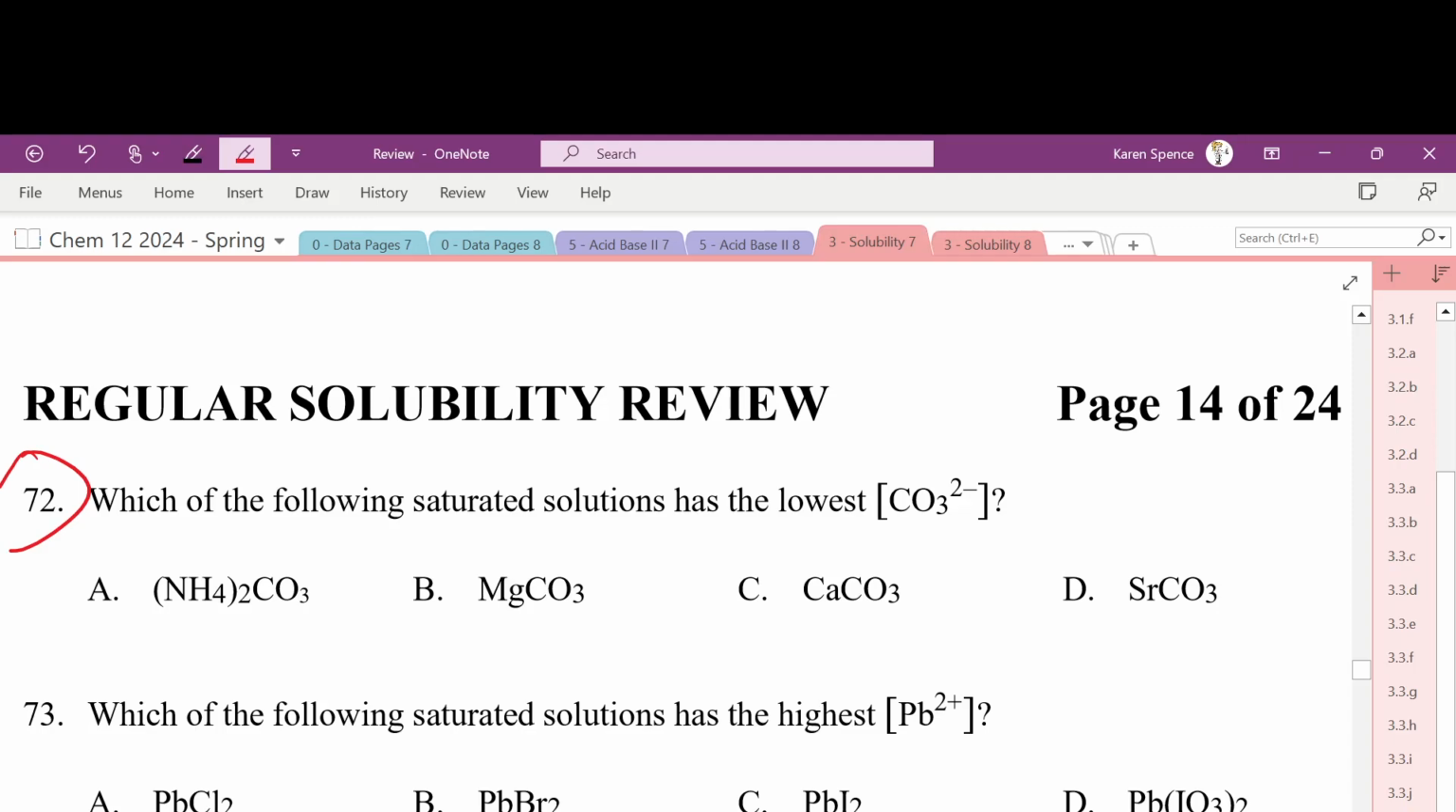Which of the following has the lowest concentration of carbonate? Well, what do you know about ammonium salts? Soluble in everything. NH4 salts are always soluble. So it's not going to be that one because that's going to have a high concentration. So we're looking for magnesium, calcium, and strontium. And carbonate is one of the things that has low solubility with just about everything.